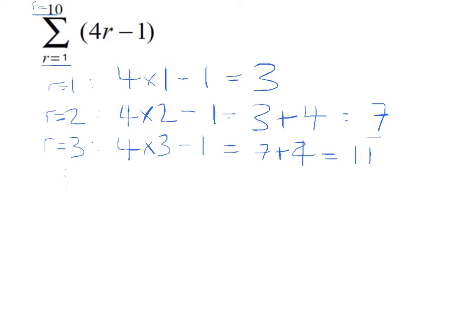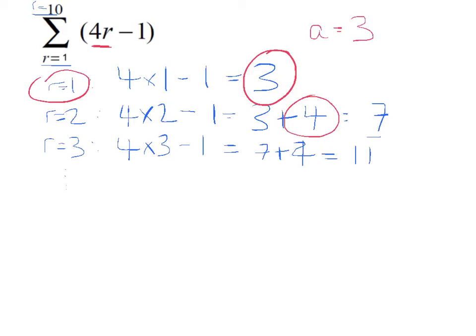What I'd rather do is notice that this is an arithmetic series because we're just adding 4 each time. Because r is going up by 1 each time, and it's 4 times r, each term is 4 more than the previous one. The first term, when r equals 1, is 3, so a equals 3. The common difference is 4, so d equals 4, and we also know n, because there are 10 terms from 1 to 10. N equals 10, and so now we can simply use the formula for the sum.